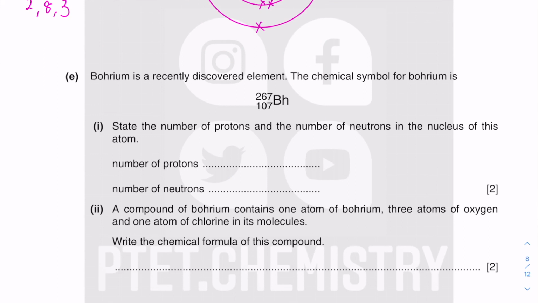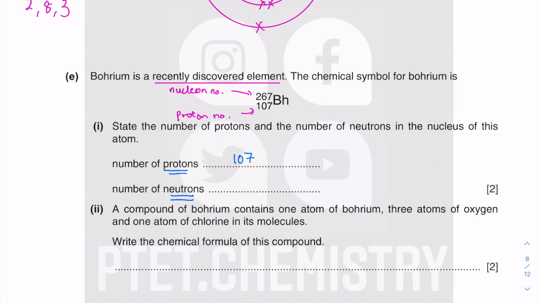Next question, we have this recently discovered element. You probably don't even have it in your periodic table. The chemical symbol is this. This is the international format. The number at the bottom tells you the proton number or atomic number. The number on top tells you the nucleon number or mass number. Both definitions I've talked about again and again. They want the number of protons, so 107. Proton number tells you the number of protons in the nucleus of an atom.